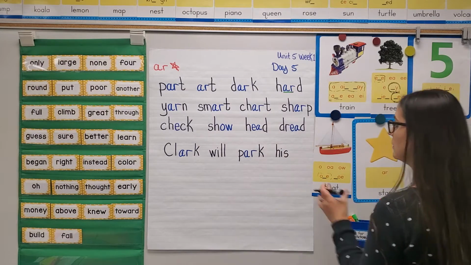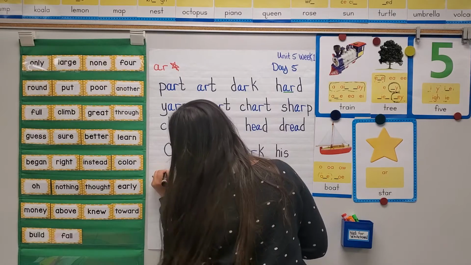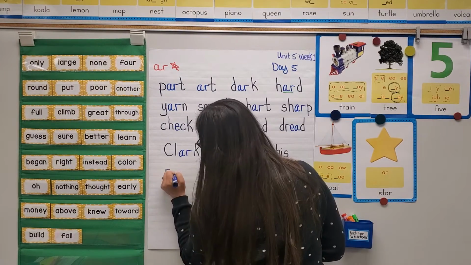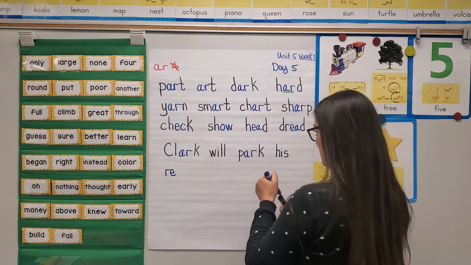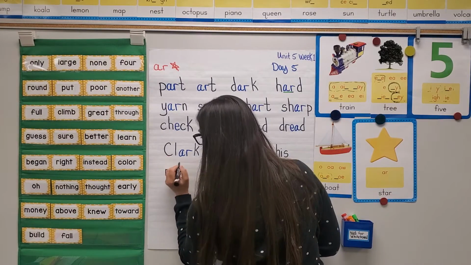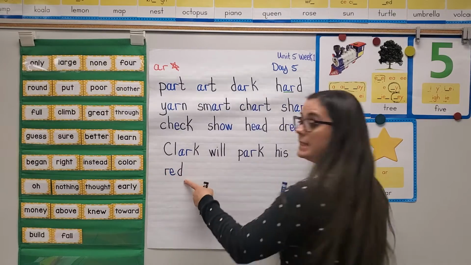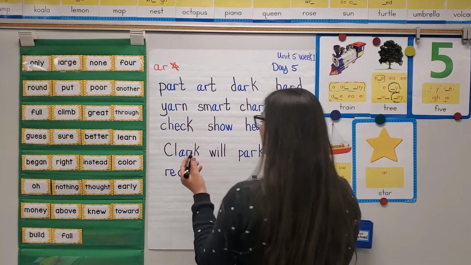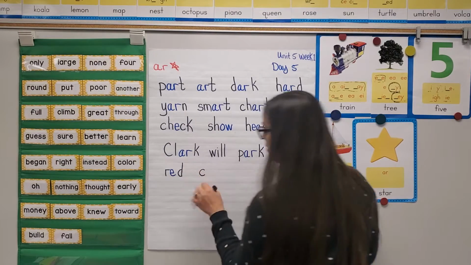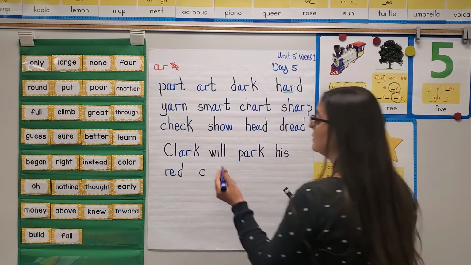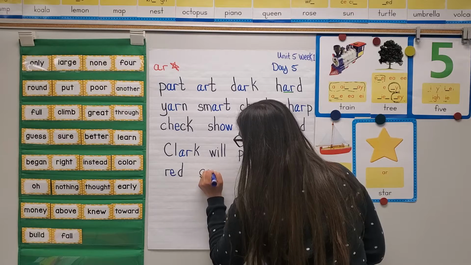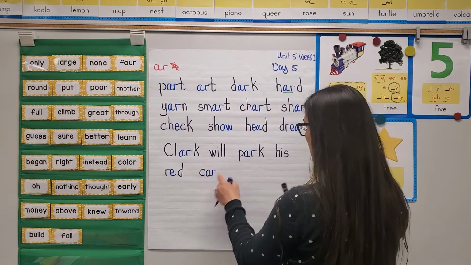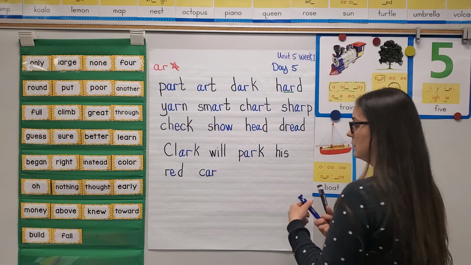His. R says short E, D says da, ed, red. Clark will park his red. C says ka. AR, star, card says R, ka, R, car.